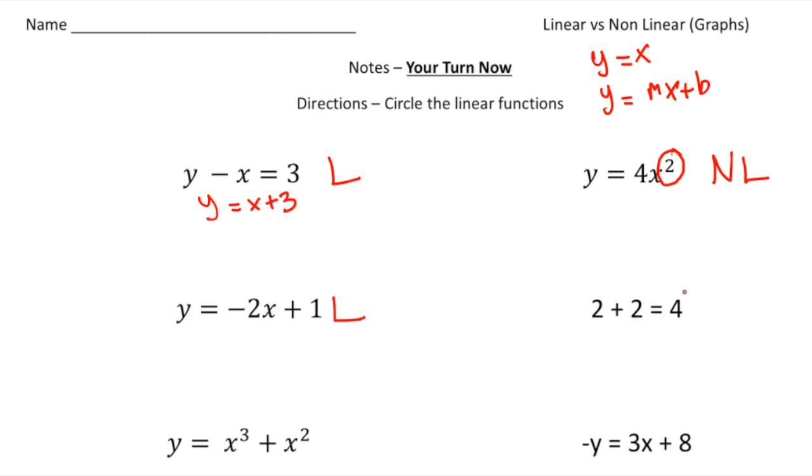2 plus 2 equals 4. That one is just going to be a point, so we'll call it nonlinear. Here we have y equals x cubed plus x squared. Again, we have a cube and a squared, so that's nonlinear. And last but not least, we have negative y equals 3x plus 8. I can multiply each one of these by negative 1 and transform it to y equals negative 3x minus 8. Now that's written in slope-intercept form, so that is now linear. How'd you do?